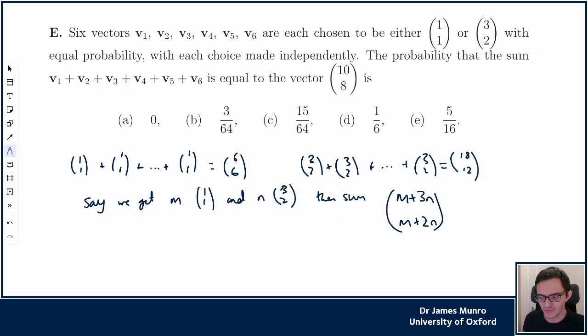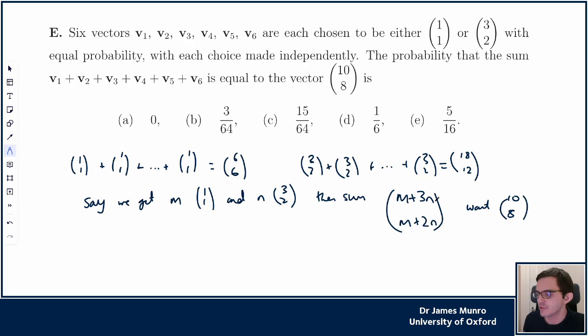I think about taking this vector, (3, 2), there are n copies of it, add those together to get (3n, 2n). Over here, do the same thing to get an m, m vector, and then finally add those together to get (m plus 3n, m plus 2n). And we want that to be (10, 8). So this now looks like simultaneous equations. I want the top bits to match, m plus 3n to be 10, and I want m plus 2n on the bottom to be 8.